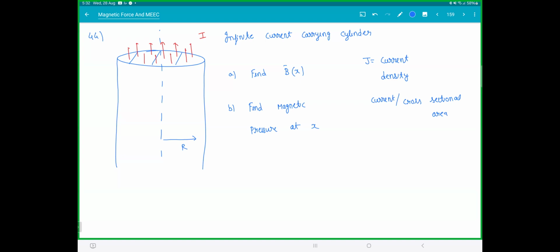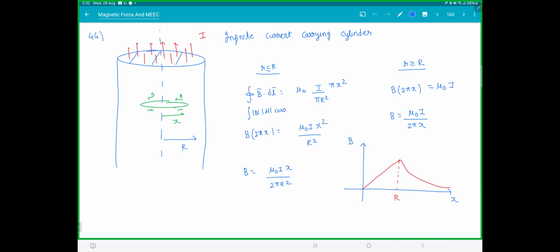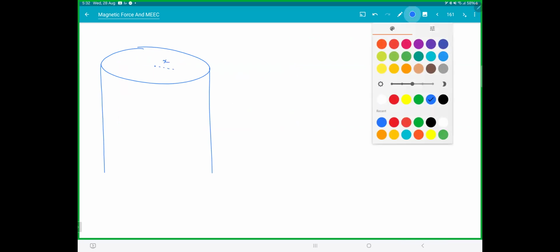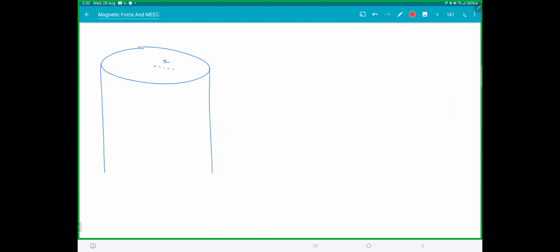Let's see. Find the magnetic pressure at a distance x. So we found the field as a function of x. So what do we do? At a distance x from center, choose a thin rod.